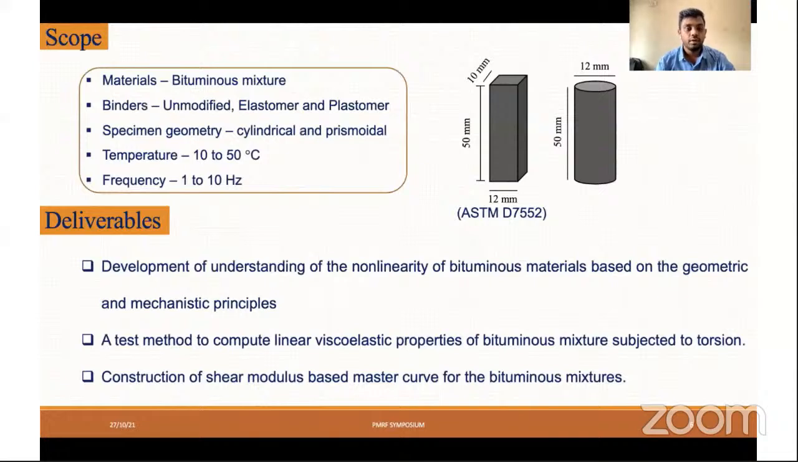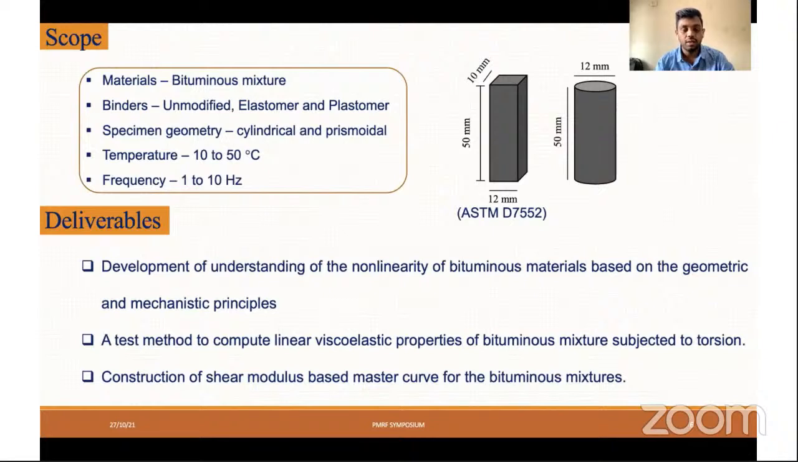For this study, I will be using one mixture, 3 different binders, and 2 different kinds of specimens. The sigmoidal specimen used in the study is adopted from an ASTM standard, which talks about the linear viscoelastic properties of bituminous mixtures in shear. This standard needs a complete relook, and we wanted to explore further into that. The test temperatures would be from 10 to 15 degrees, and the frequency is adopted from 1 to 10 hertz.